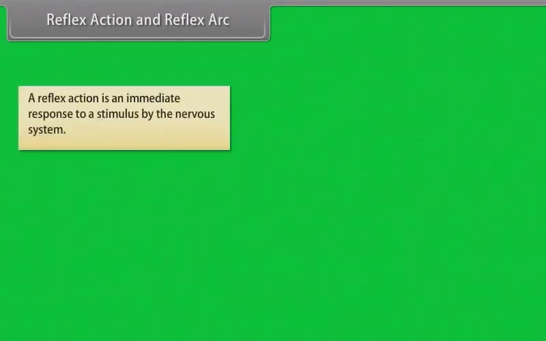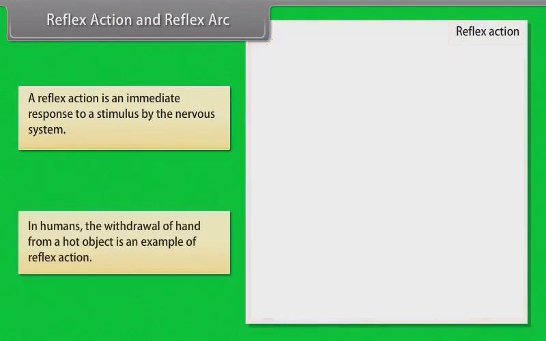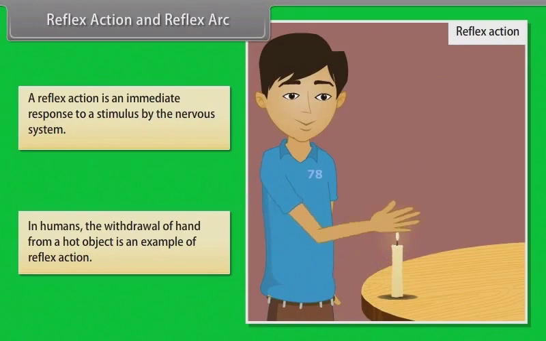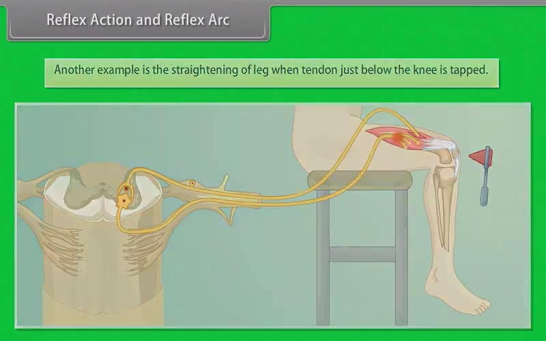Reflex action and reflex arc. A reflex action is an immediate response to a stimulus by the nervous system. In humans, the withdrawal of the hand from a hot object is an example of reflex action. Another example is the straightening of the leg when the tendon just below the knee is struck. Let's examine the reflex arc in more detail.